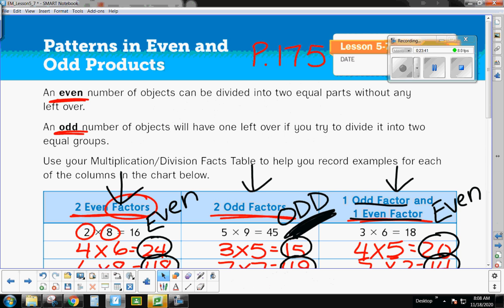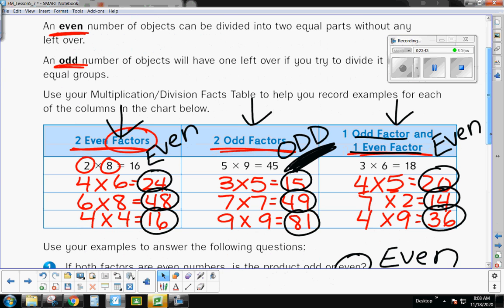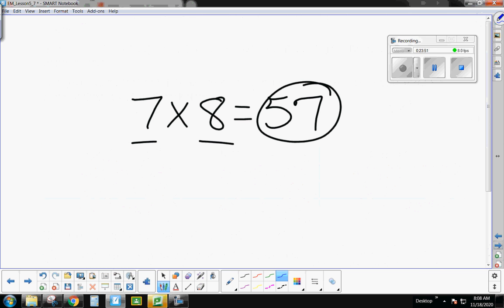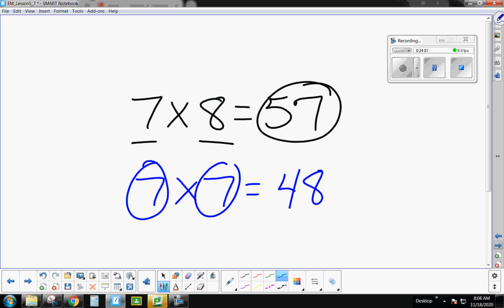I need you to remember that the only time you will ever have an odd product is when both factors are odd. Okay, now that's also going to help you. Let's say that you're doing 7 times 7, and let's say you think that it's 48. Well, both factors are odd. My answer must be wrong because my answer also has to be odd.